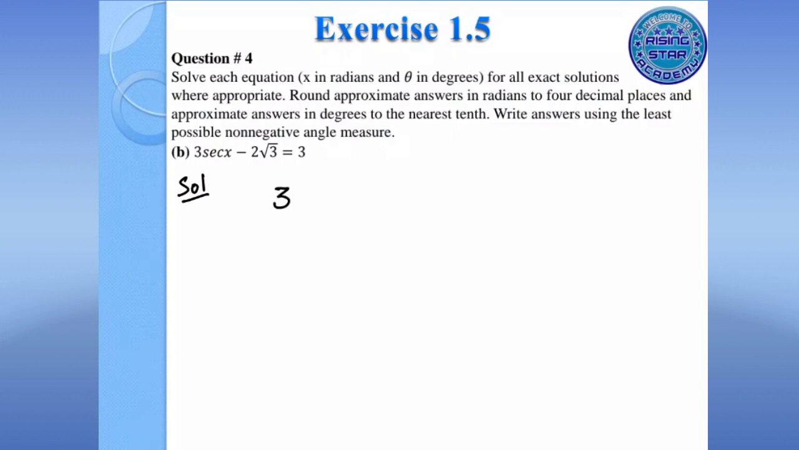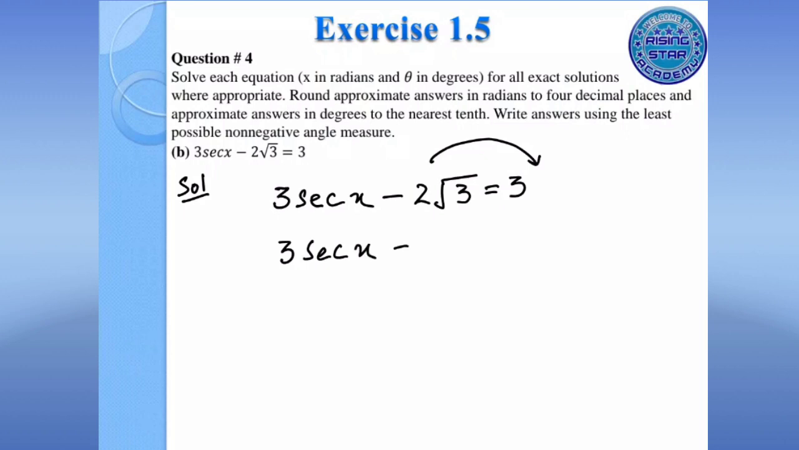That is 3 secant x minus 2 root 3 is equal to 3. In the next step, I will shift this to the other side. So we will add them. So 3 secant x is equal to 3 plus 2 times root 3. Now we will divide the value by 3.